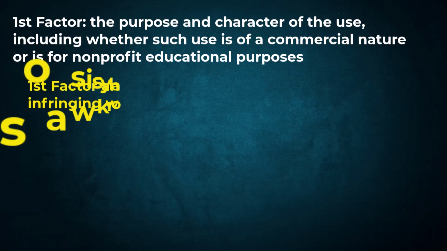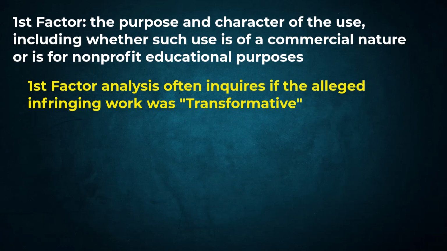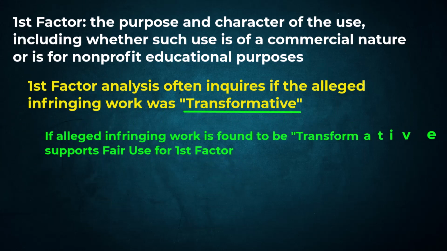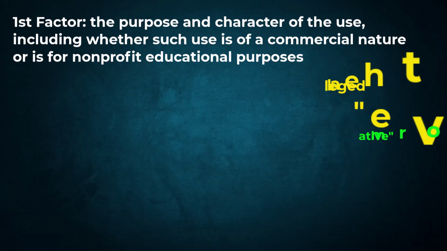Often with this first factor, the parties and or the court will discuss whether or not the alleged infringing work was transformative as compared to the original work. So you'll often see that particular legal term, that buzzword, transformative. So for example, a parody is often treated as being transformative with respect to the original work. If the alleged infringing work is transformative with respect to the original work, the work that's alleged to have been infringed, as it might occur with parody, criticism, commenting, news reporting, teaching, education, nonprofit scholarship, and or research, any or all of those can support a finding of fair use for this first factor.